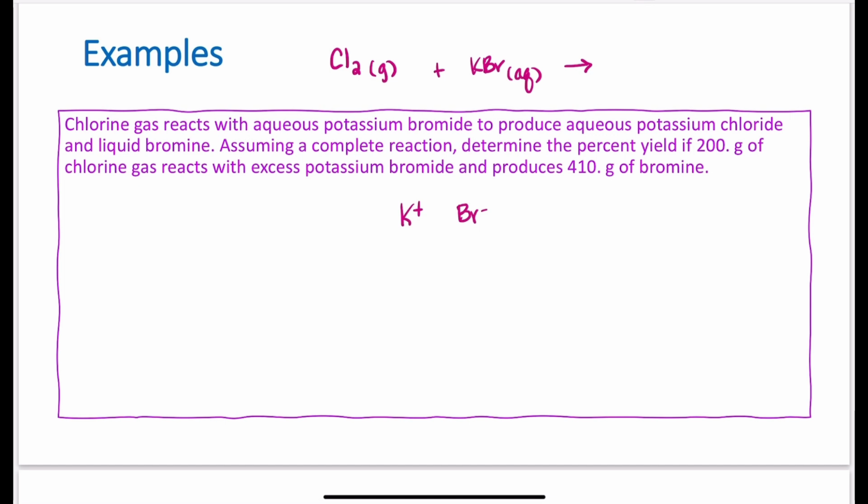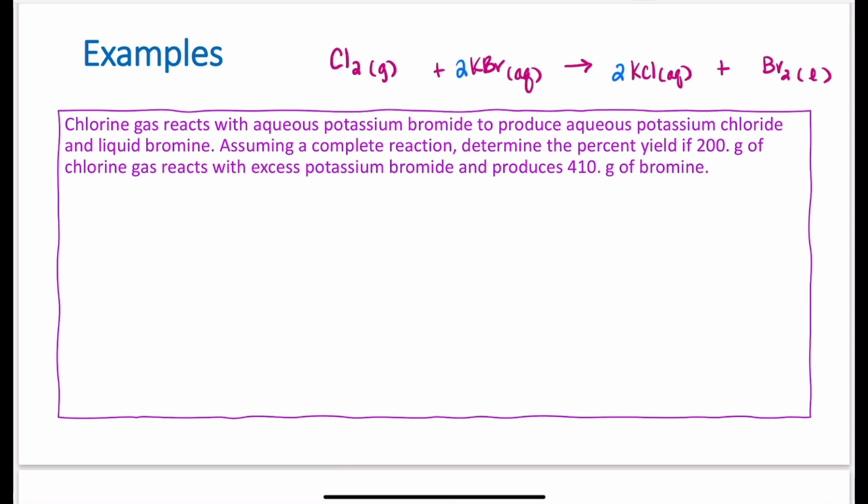This produces aqueous potassium chloride. Again, we know potassium is K+. Chloride is also a halogen, group 17, like bromine, so it will be KCl. And then liquid bromine. Bromine is one of our diatomics, so we have to remember to put Br2 here, and it is a liquid. We do need to balance our reaction, so I have 2 chlorines on each side and 2 bromines on each side, giving me also 2 potassiums on each side.